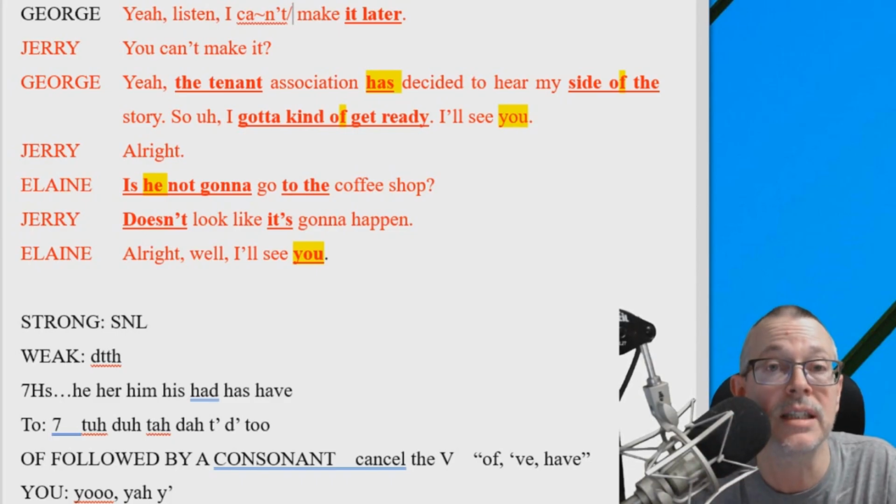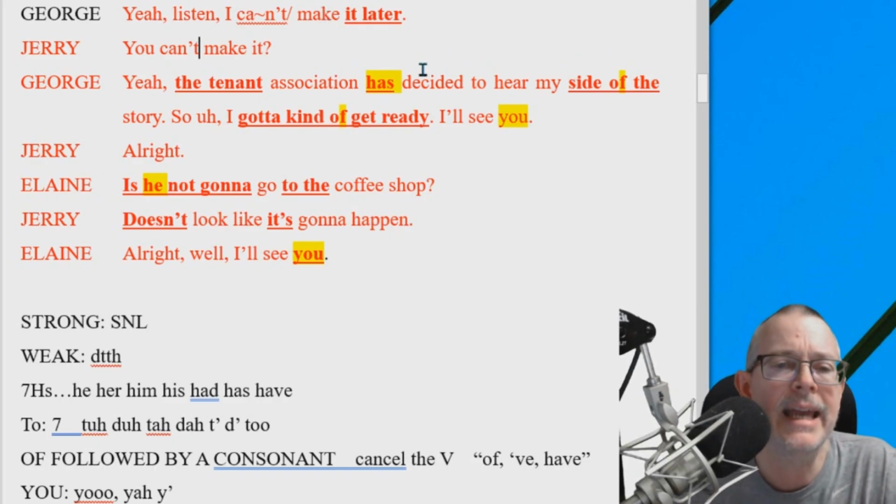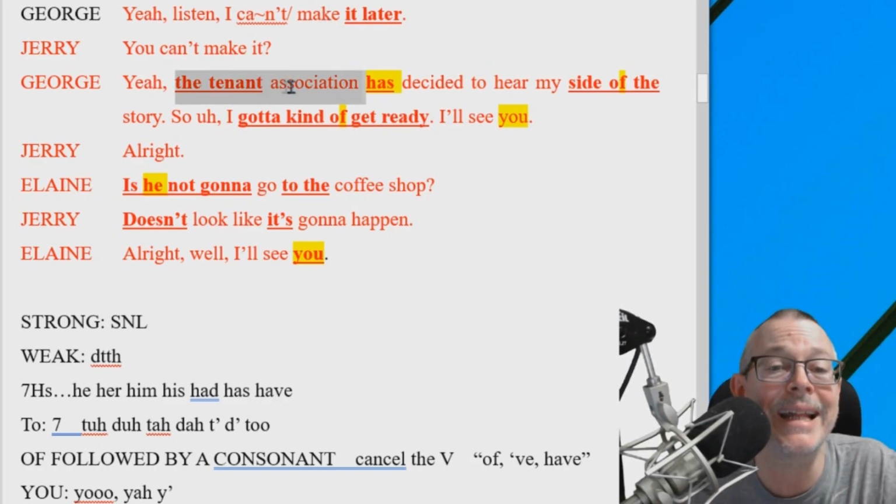If we canceled the T, it would be like this: "Can." We don't want that. We want "can't." It's got to stop. I can't make it later. Make it later. A lot of people miss the word "later." Yeah. Jerry repeats, you can't make it. You can't. Once again, stretch it out. Stop the T. You can't make it. You can't make it. Yeah, the tenant association.